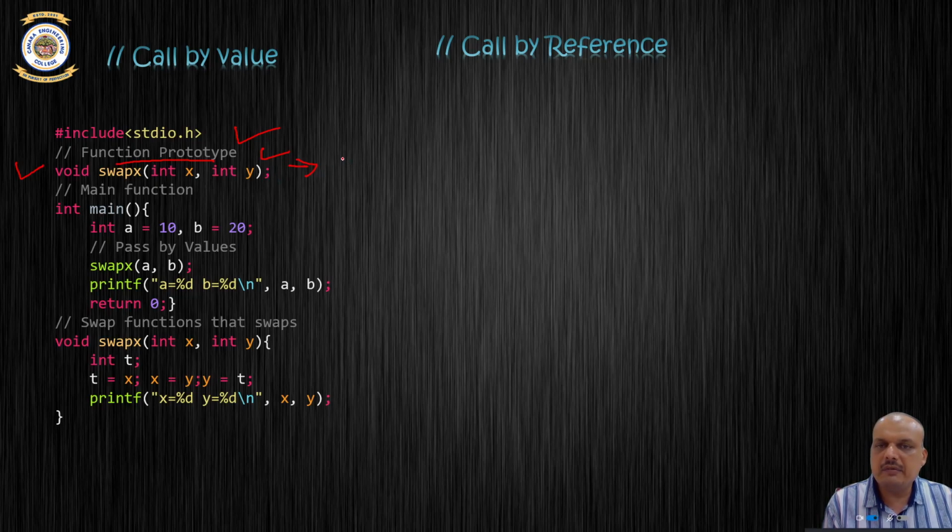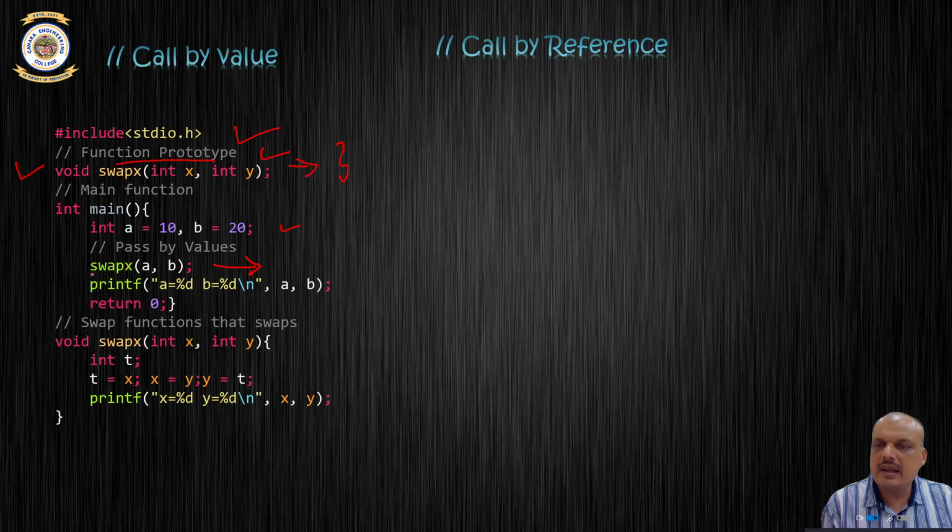Then I have my function declaration above the main function, and then I have my main function. In the main function I have two variables of type integer, a and b, being initialized to 10 and 20 respectively. And this line of the code is the function call. So I call the function. What does the function do? It expects two integers to be given as parameters, and it returns nothing. So that is how I call a function.